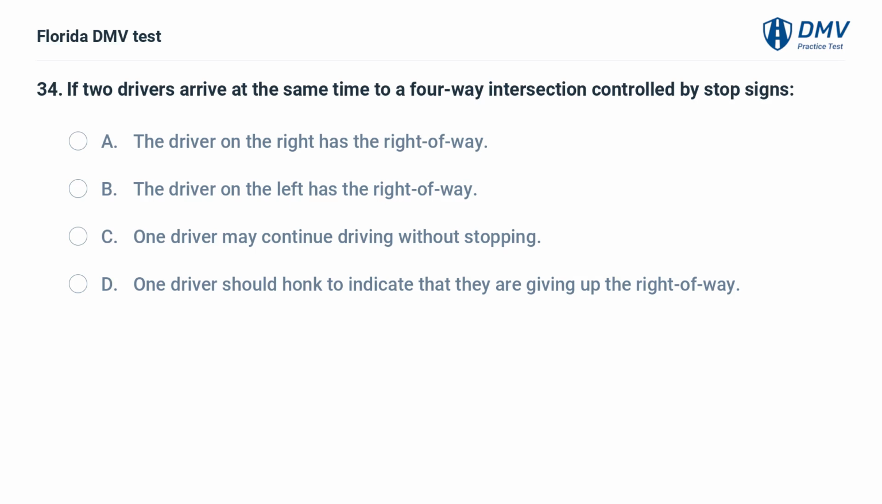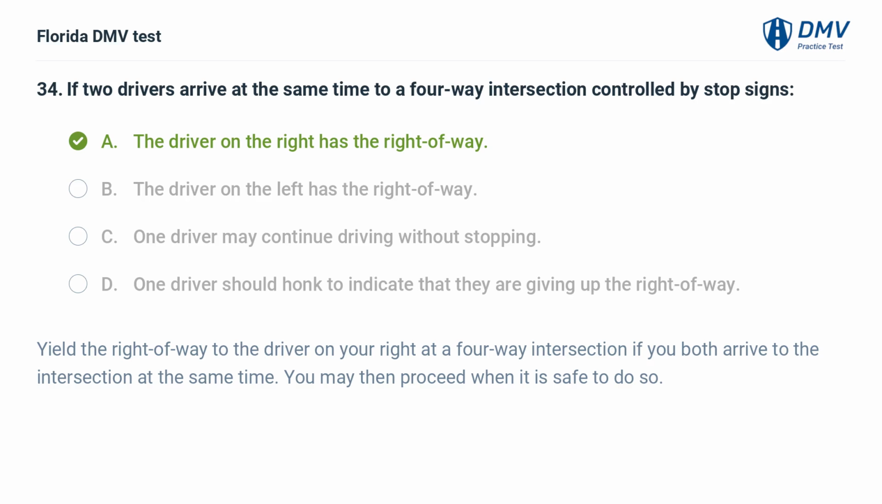If two drivers arrive at the same time to a four-way intersection controlled by stop signs: A. The driver on the right has the right of way. B. The driver on the left has the right of way. C. One driver may continue driving without stopping. D. One driver should honk to indicate that they are giving up the right of way.